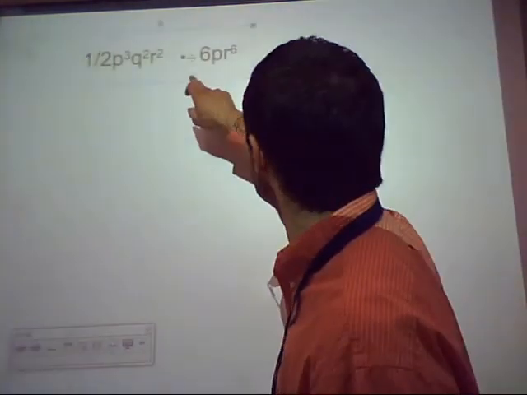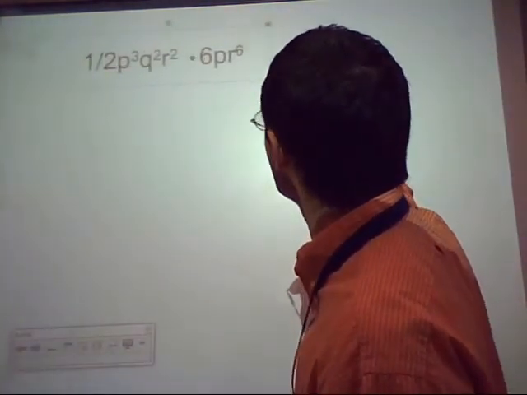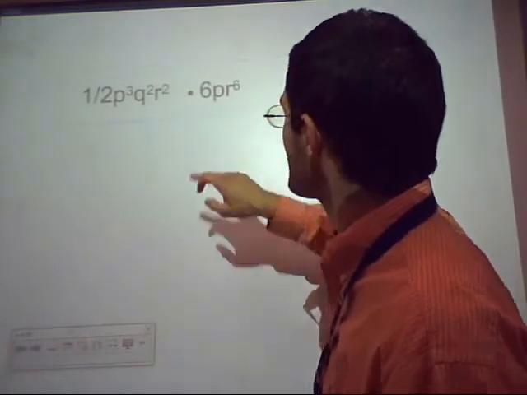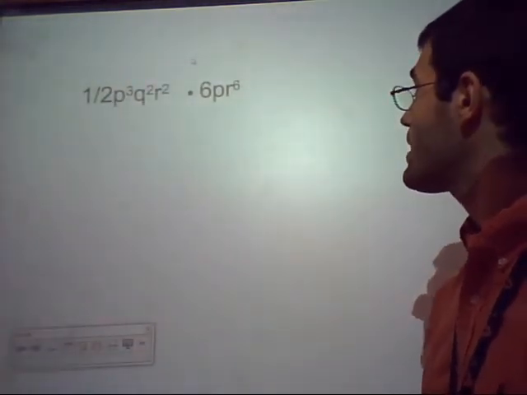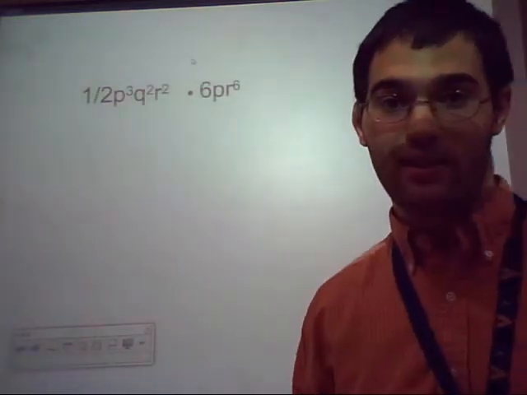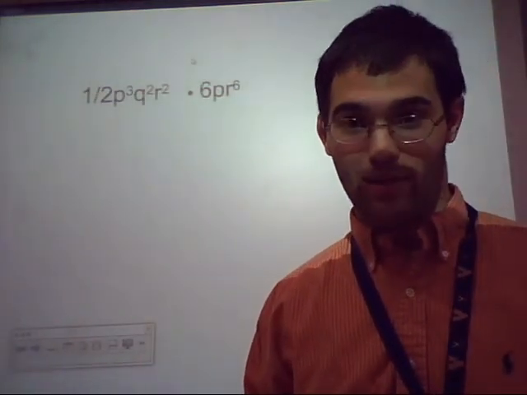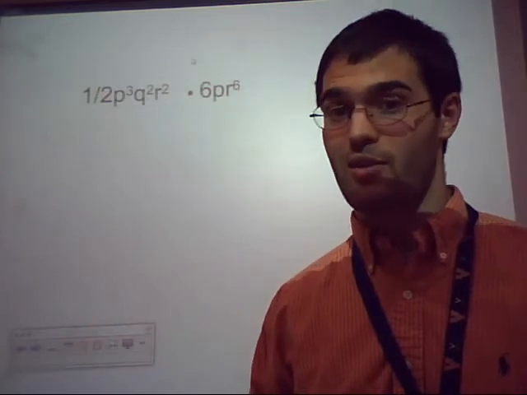Here's your problem. Get that down here so you can see it a little bit better. 1/2 p to the 3rd q squared r squared times 6p r to the 6th. Go ahead and pause the video and then play it either if you need help or to check your answer when you're done.